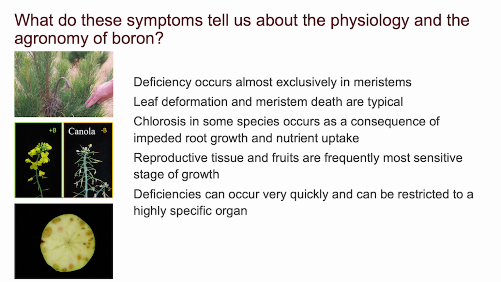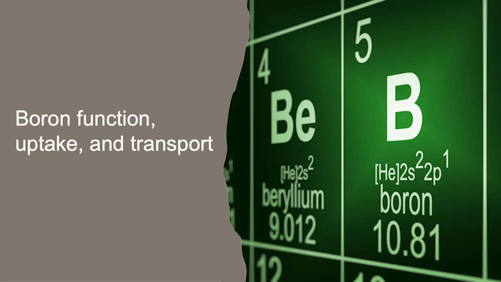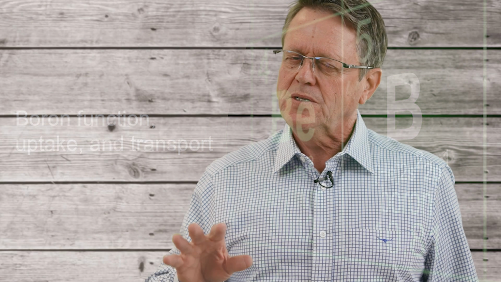Finally, and a very important concept, is that these deficiencies can occur very quickly, and they can be restricted to very specific organs. And that has implications, as do all of these points, on how we think about managing boron in the field. In this section, what I'm going to talk about is function, uptake, and transport of boron. And we're going to get a little bit more biological and physiological than in the previous ones, but I hope I can do a good job of walking you through the principles. And a lot of what I'll talk about on how plants take nutrients up, how plants take boron up, is relevant for whenever you're thinking about any of the nutrients that are important in agriculture.